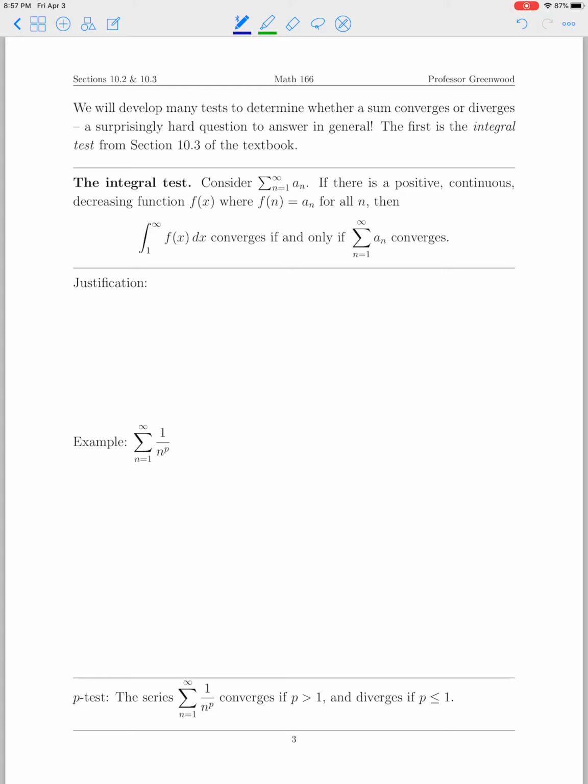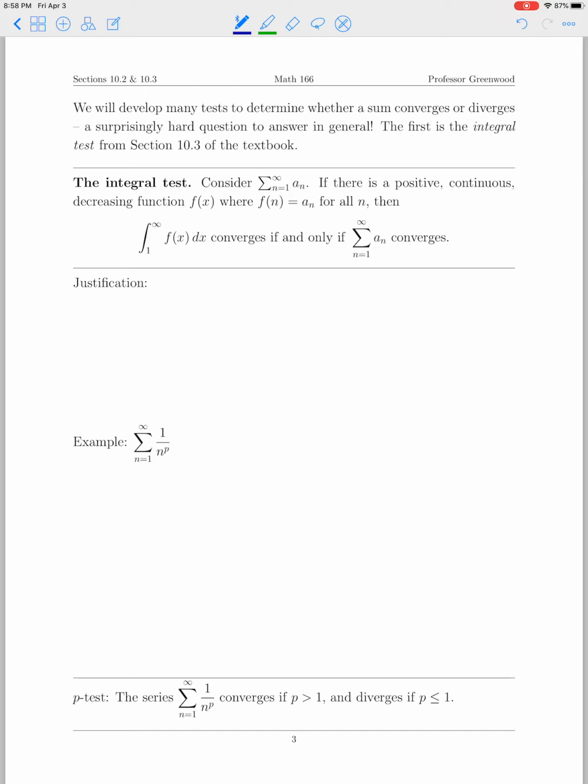So far, we've looked at how to compute the explicit value of a series, and we saw that you could do that whenever the series is telescoping, geometric, or some combination of the two. It turns out that for most series, though, it's really difficult to compute the exact value of the series.